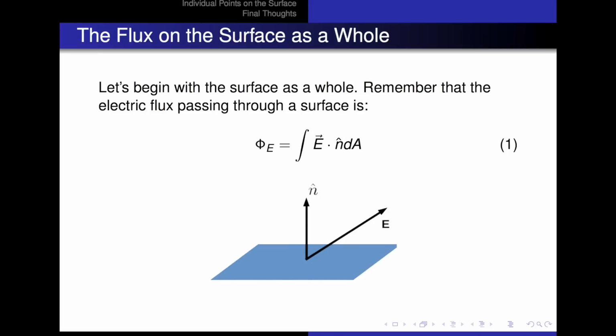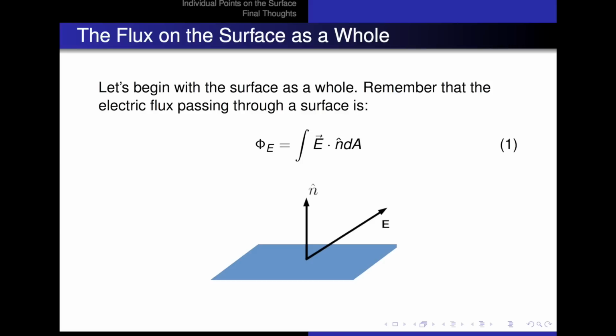Remember that the electric flux passing through a surface is given by phi sub E equals the integral of E dot n hat dA. So E is the electric field vector, n hat is a unit vector that is perpendicular to the surface, and dA is a tiny little surface area. And when I integrate over dA, I'm basically saying I want all of the components of electric field perpendicular to the surface over the entire surface.